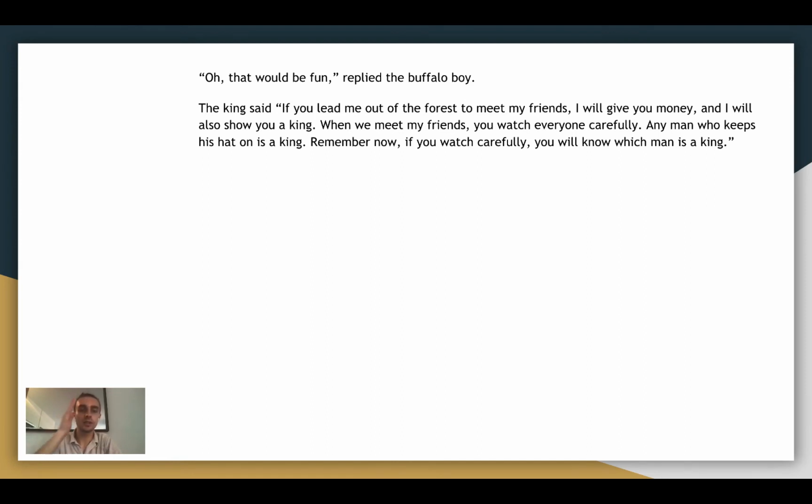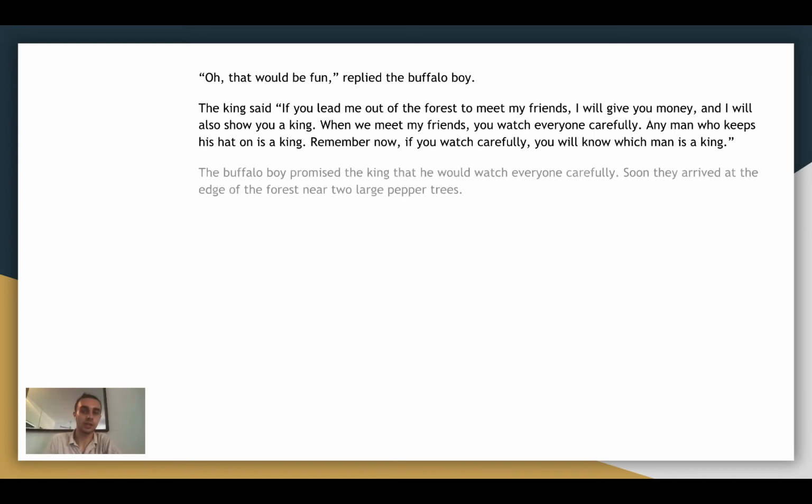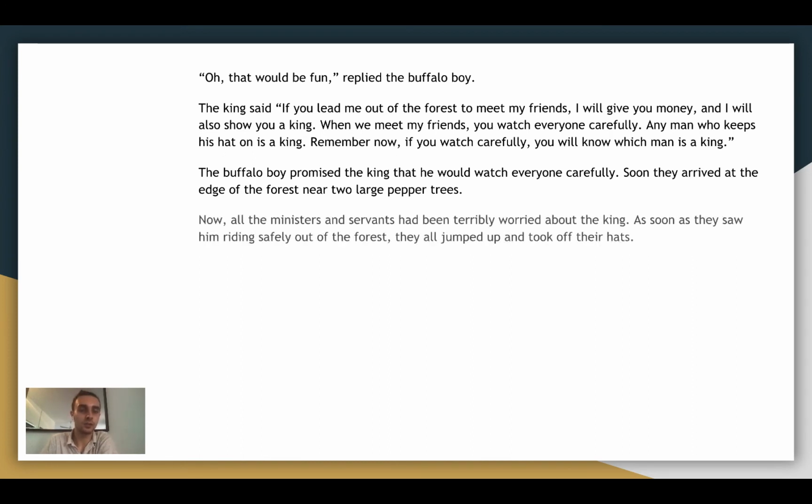"Any man who keeps his hat on is a king. Remember now, if you watch carefully, you will know which man is a king." The buffalo boy promised the king that he would watch everyone carefully. Soon they arrived at the edge of the forest near 2 large pepper trees.